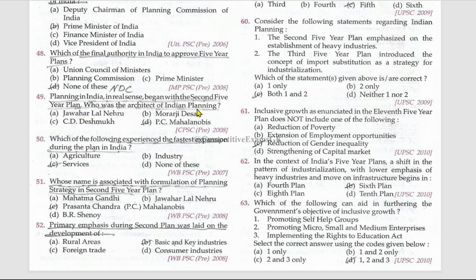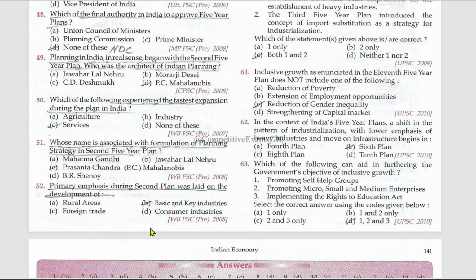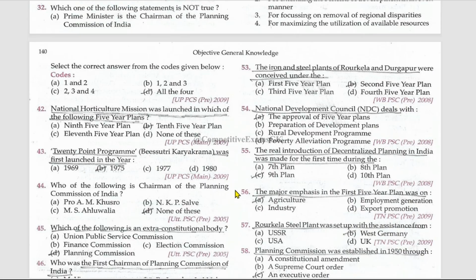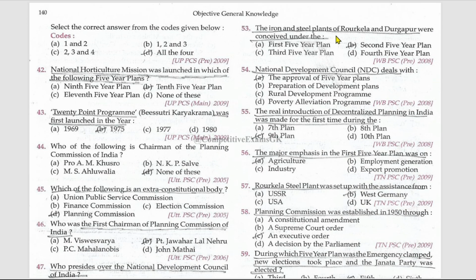Who was the architect of the second five-year plan? P.C. Mahalanobis. Which of the following experienced the fastest expansion during the plan in India? Services. Whose name is associated with the formulation of planning strategy in the second five-year plan? P.C. Mahalanobis. Primary emphasis during the second plan was laid on the development of basic and key industries. The iron and steel plants of Rourkela and Durgapur were conceived under the second five-year plan.